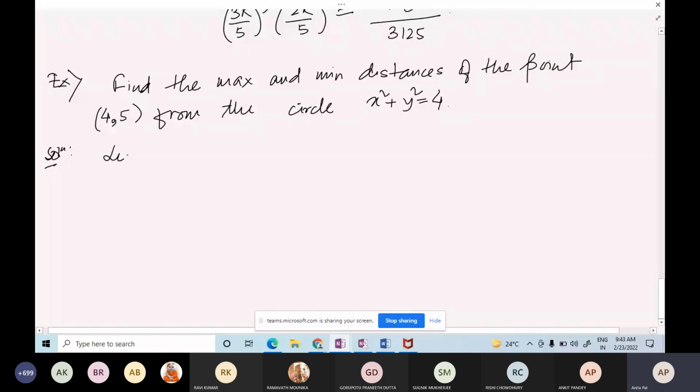Yes, we can find it without using the Lagrange method, I know, but here we are learning Lagrange's multiplier method. Suppose it is given: find the maximum and minimum distance of the point using Lagrange's multiplier method. Then what will you do?